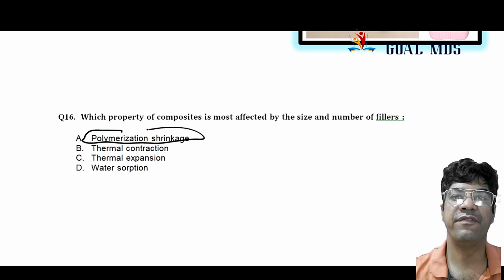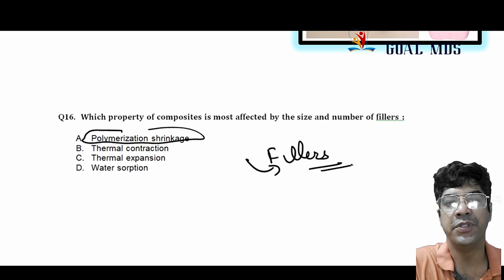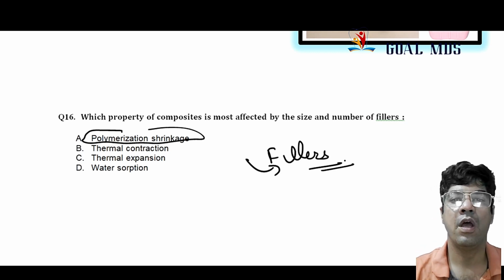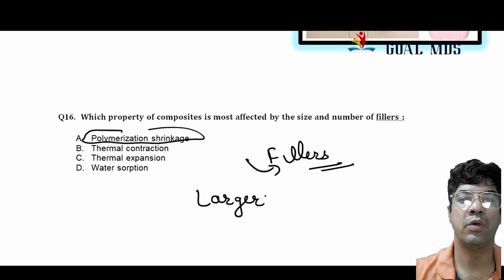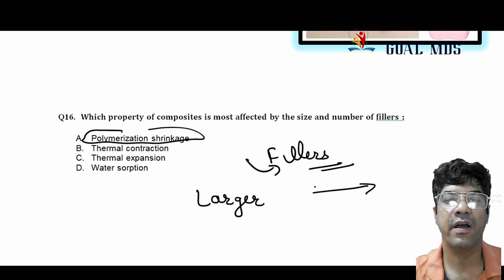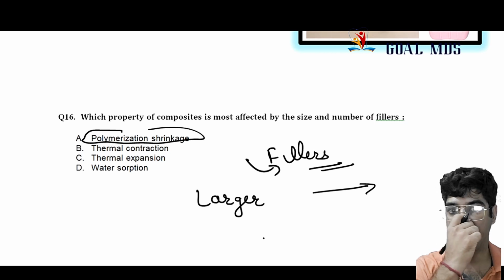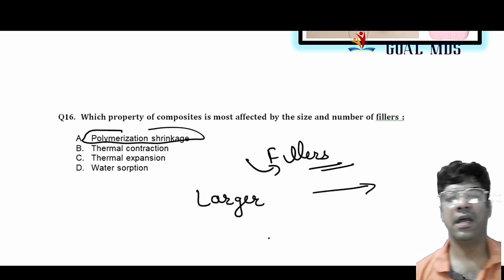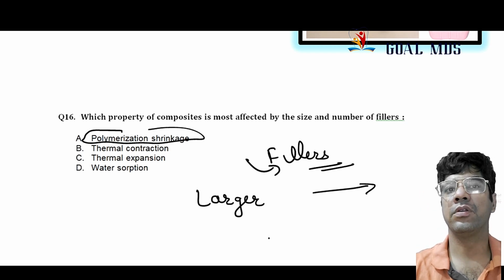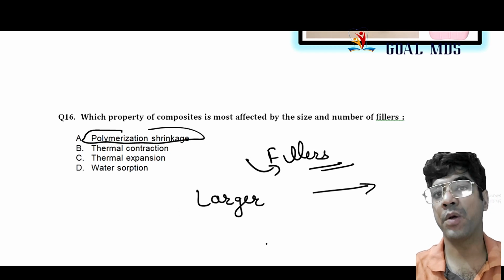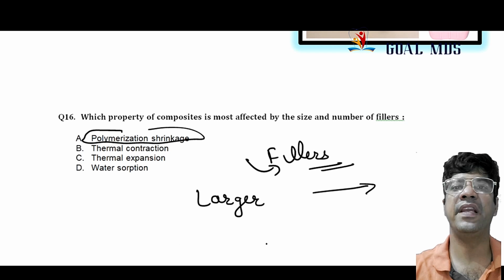The incorporation of fillers, their size and their distribution, can significantly influence the overall polymerization shrinkage of the composite. Larger fillers act as an obstacle to the shrinkage, whereas a higher number of fillers can create interfaces that will affect the polymerization process. So the property of the composite affected by the size and number of fillers is the polymerization shrinkage.